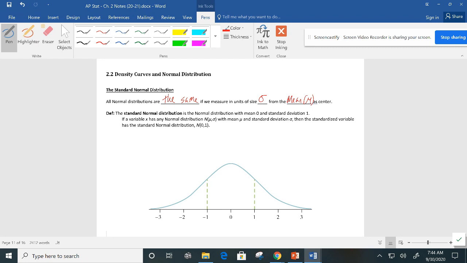The standard normal distribution is the normal distribution with a mean of 0 and a standard deviation of 1. If a variable x has any normal distribution with a mean of mu and a standard deviation of sigma, then the standardized value has a standard normal distribution, that is, normally distributed with a mean of 0 and a standard deviation of 1. We can think of this as our standard distribution of z-scores. So we can compare any normal distribution through z-scores and the standard normal curve.